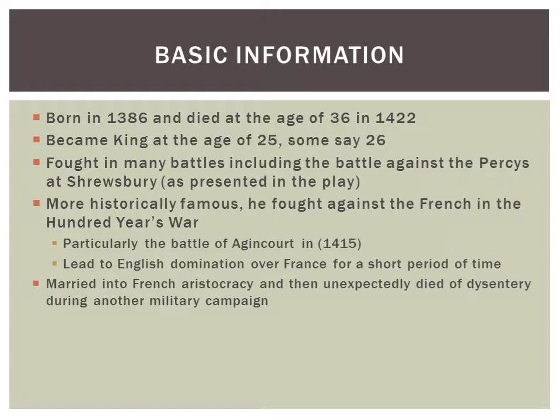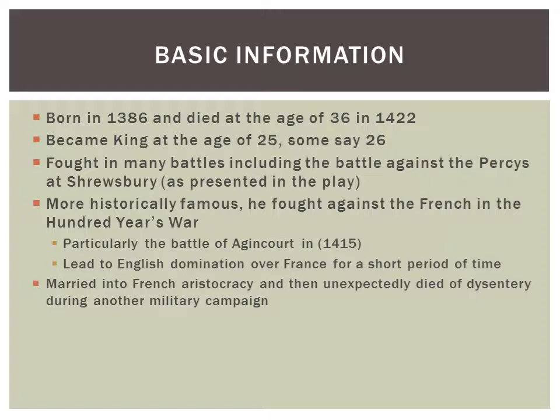Born in 1386 and died at the age of 36 in 1422. He had a very short life, King Henry V, of course, as a lot of kings did in those days. He became king at the age of 25, some say 26. The actual age really varies because his birth wasn't totally sure, because at the time of his birth, his family wasn't important enough to have it written down.